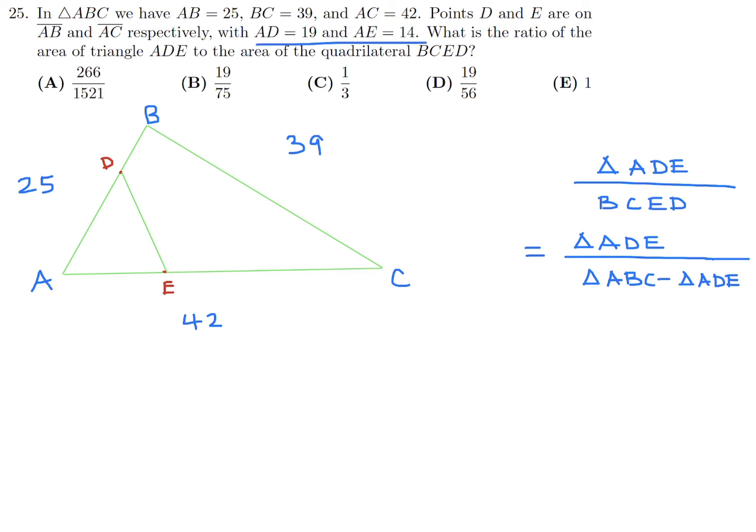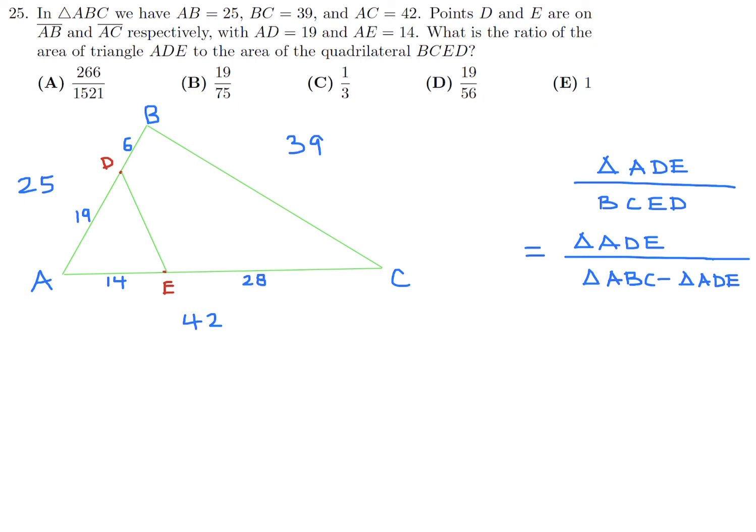Okay, so how do we do this? Well, they gave you some clues here. AD, that's going to help us tremendously, I think. AD is equal to 19, and AE is equal to 14. So I can fill in the other side, since it's 25 here, the whole side. This is going to be 6 from D to B, and E to C is going to be 28.